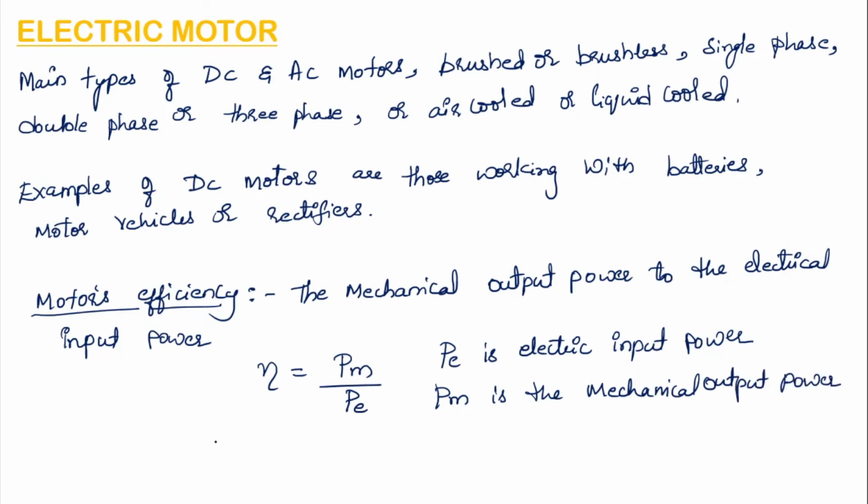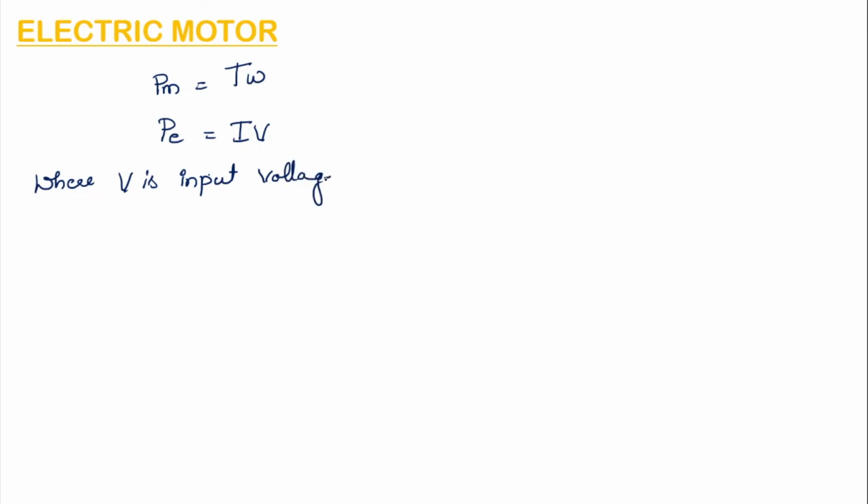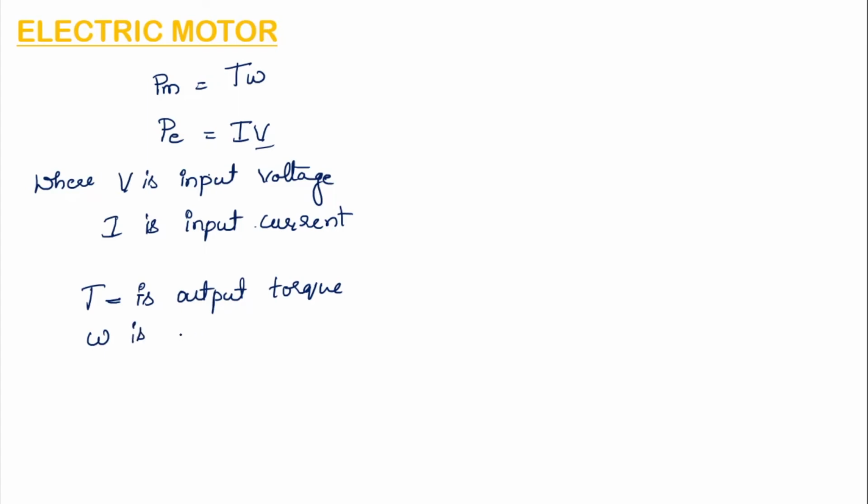Now, what is the mechanical power? The mechanical power PM can be written as T into omega, and PE, the electrical input power, is given by I into V, where V is input voltage, I is input current, T is output torque, and omega is the output angular velocity. So this is the electric motor.